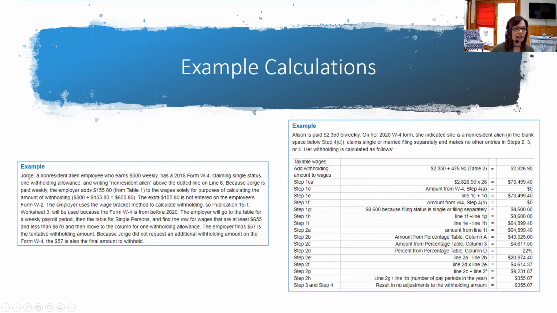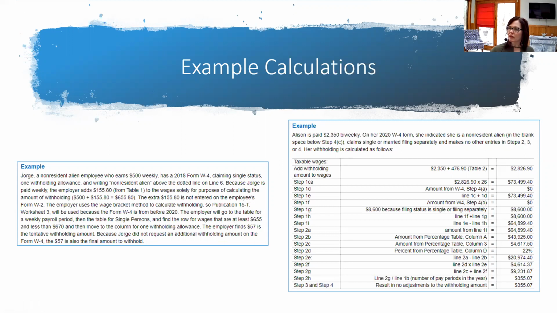So the total amount that we're going to use to find out what his taxes are is $655.80, the $500 plus the $155.80. The extra $155.80 is not entered on the employee's Form W-2. The employer uses the wage bracket method to calculate withholding, which is used for a Form W-4 before 2020. The employer will go to the table for the weekly payroll period.